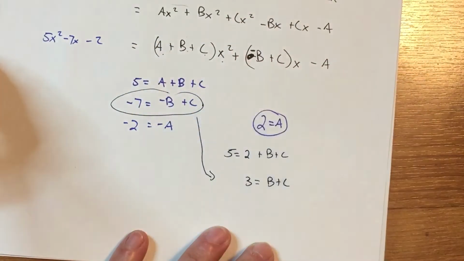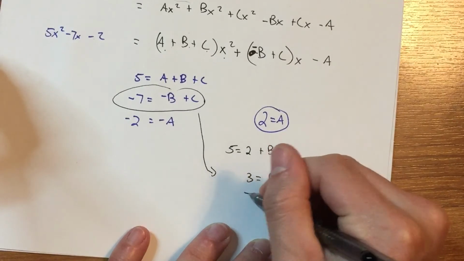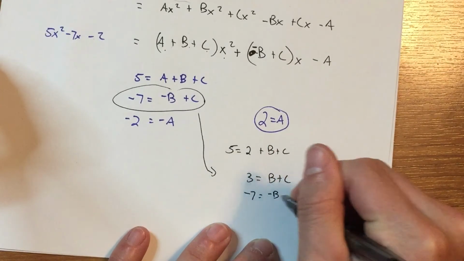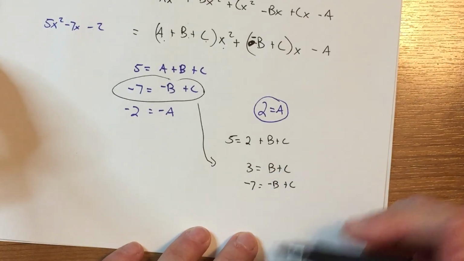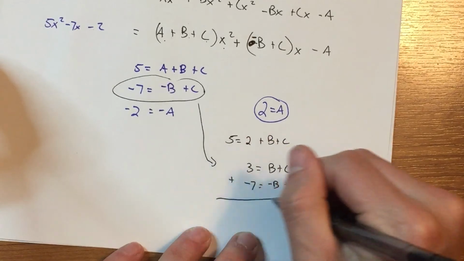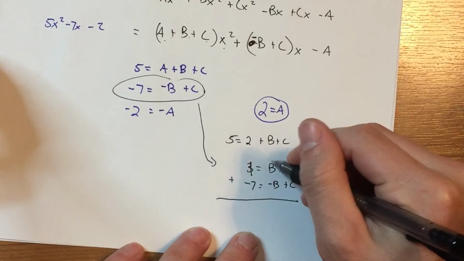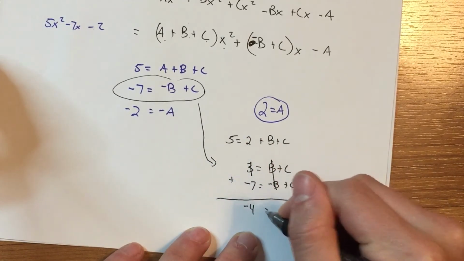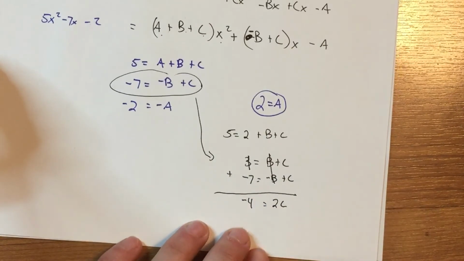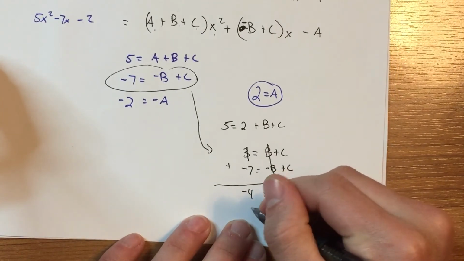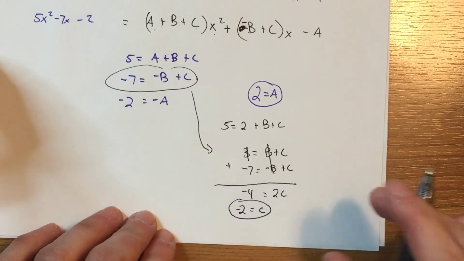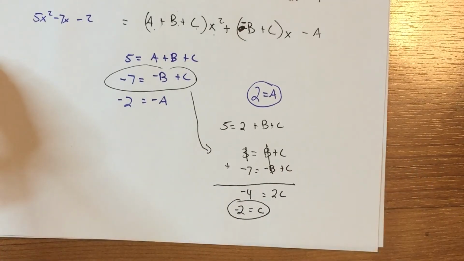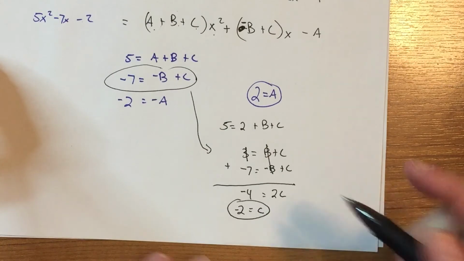I'm going to drop down this next equation. Negative 7 equals negative B plus C. We're going to solve using elimination. Conveniently, the B's are already set up for elimination. Oh, don't cancel that out. This is negative 4 equals 2C, or C equals negative 2. Well, we know what A and C are. Now let's solve for B.